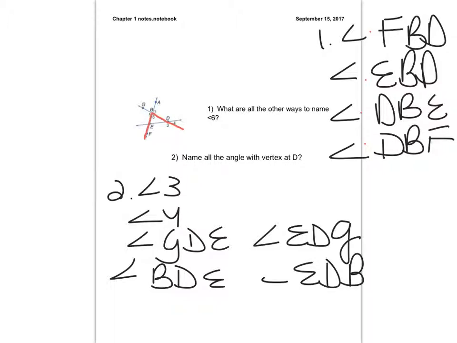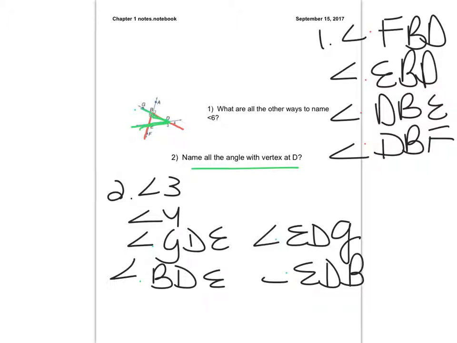Number 2, name all the angles with vertex at D. So the vertex at D goes right here. So we've got GDE, and the inverse, EDG. And then you can also do BDE, and EDB is the inverse.